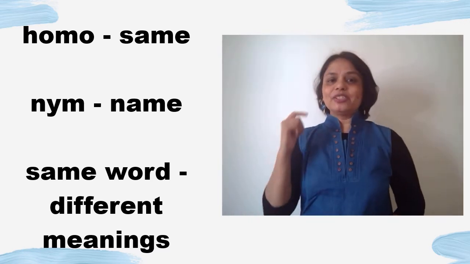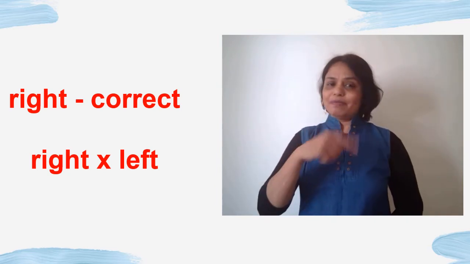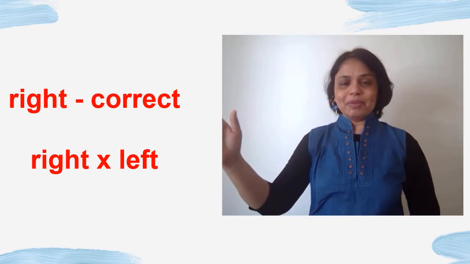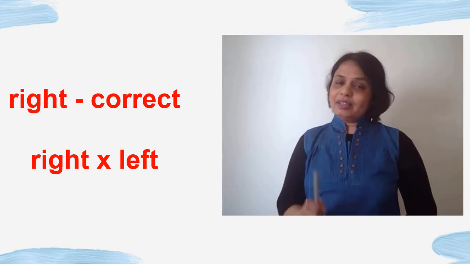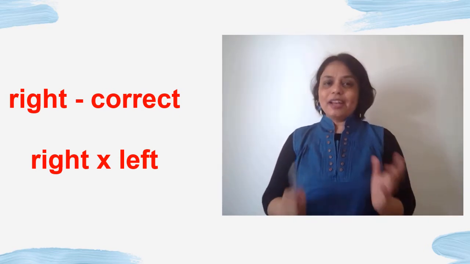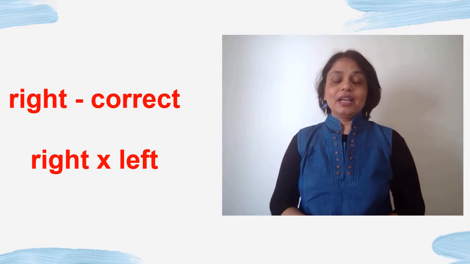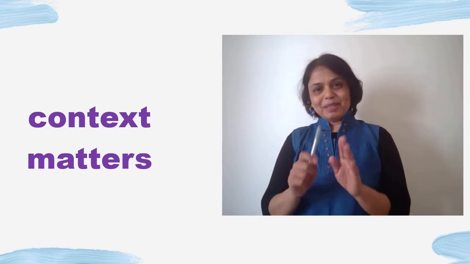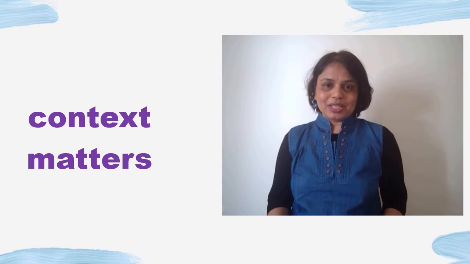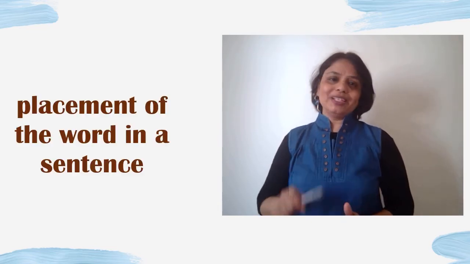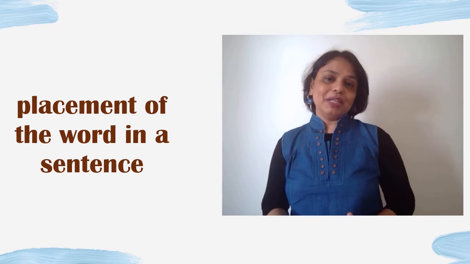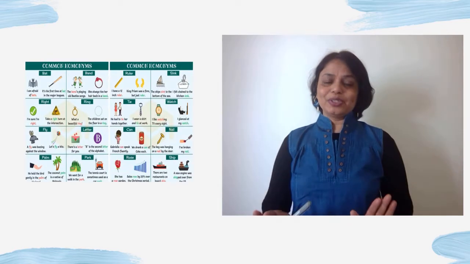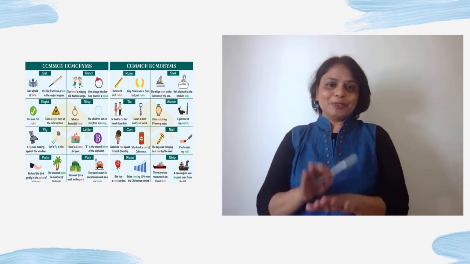Like for example, in the message, the boy mentioned right. Right means when your answer is right, it is right, correct. Another meaning of right, as you know, is the opposite of left. Right and left. The same word, same spelling, same sound, but it carries a different meaning when it is used in a different context. So always remember, the meaning of the same word depends on the context in which you are using it. Also, the placement of the word in the sentence matters a lot when we look at the meaning. There are many homonyms in English, but in this video, I brought a few for you guys.